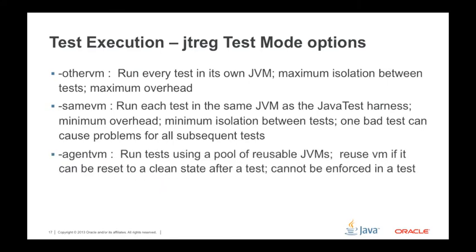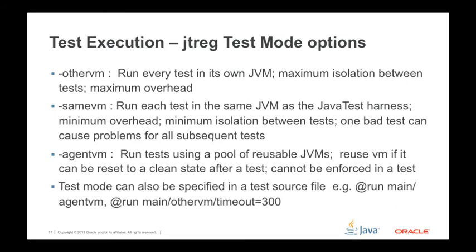With the -agentvm option, tests run using a pool of reusable JVMs. This means reuse the VM if it can be reset to a clean state after a test. However, this cannot be enforced in a test. Test mode can also be specified in a test source file. For example, @run main/agentvm or @run main/othervm/timeout=300.